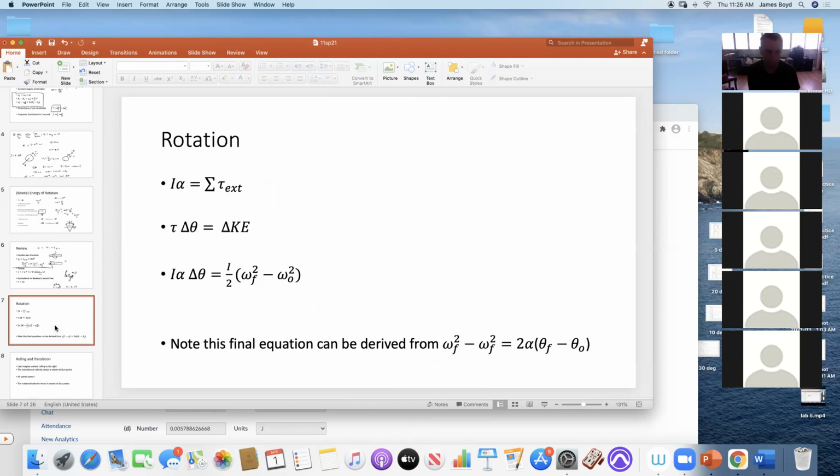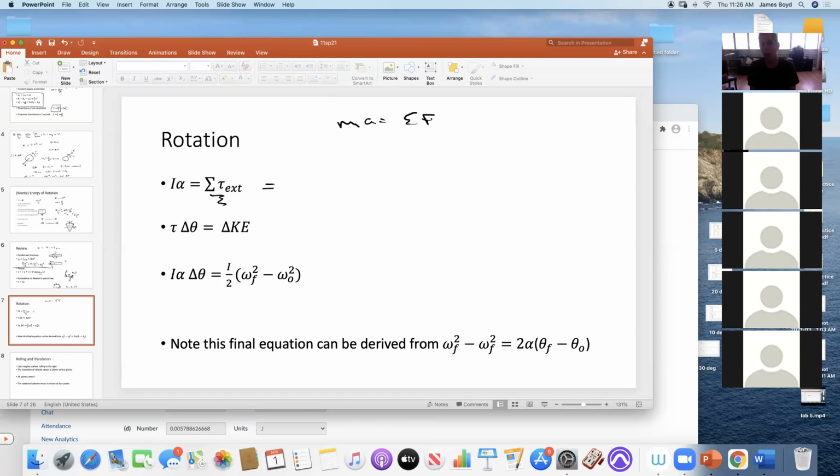And then finally, the last thing that we need to know is that I alpha is equal to the net torque. So this is all the torques. You add them all up, just like we add up forces, just like ma is equal to the sum of the forces in whatever direction. I alpha is equal to the sum of all the torques. And we'll see that today too.